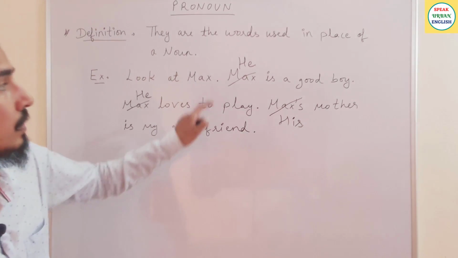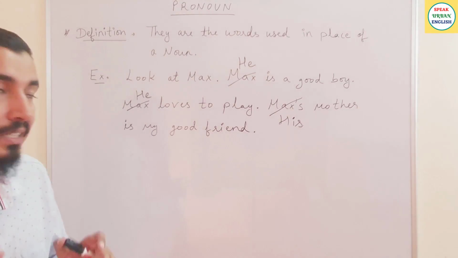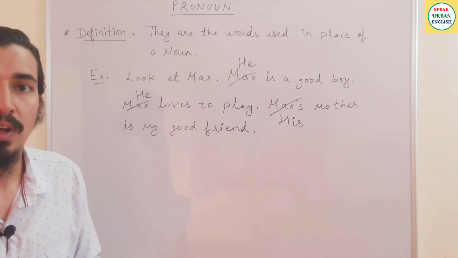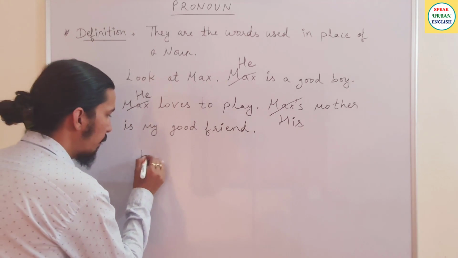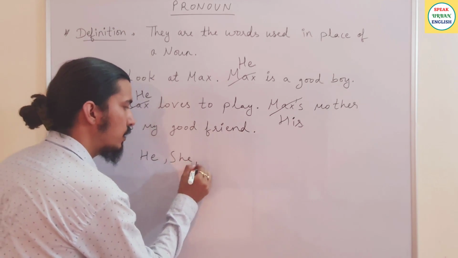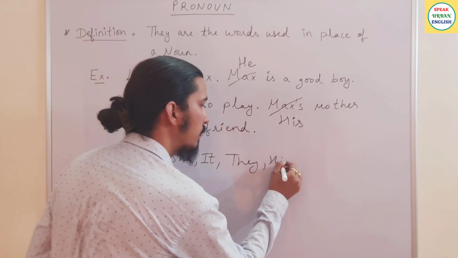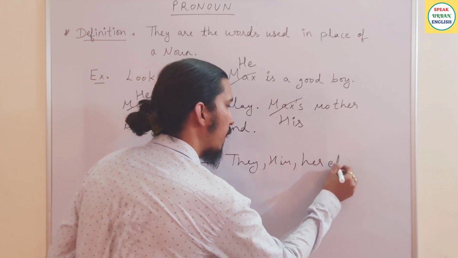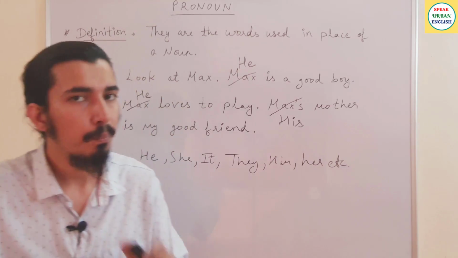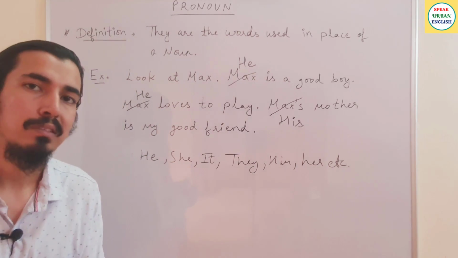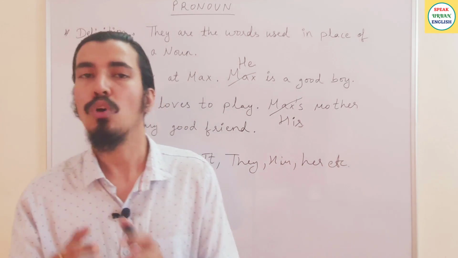So these words, he, his, are pronouns. Why? Because these words are used in place of Max, which is a noun. Okay, guys. So examples of pronouns: he, she, it, they, him, her, etc. These all are examples of pronouns. And what is a pronoun? Words used in place of a noun. So now we are going to study the types of pronoun.